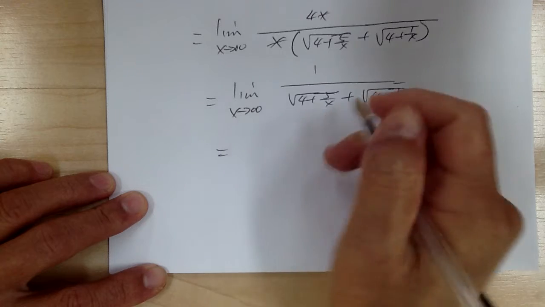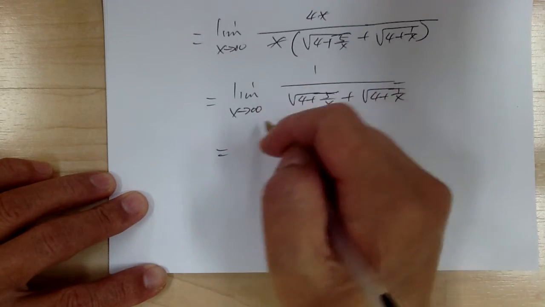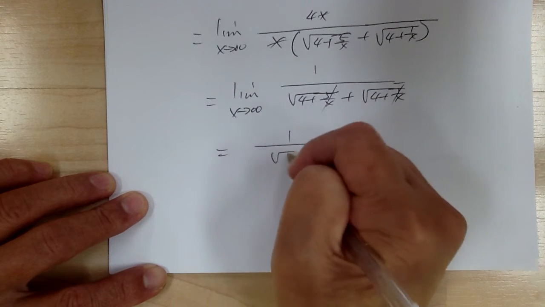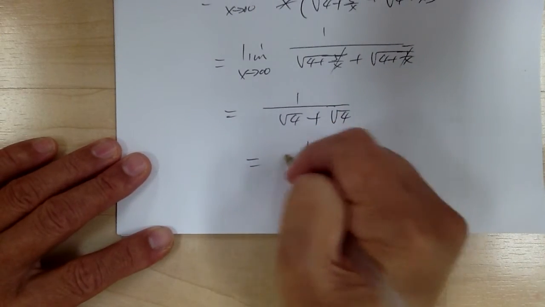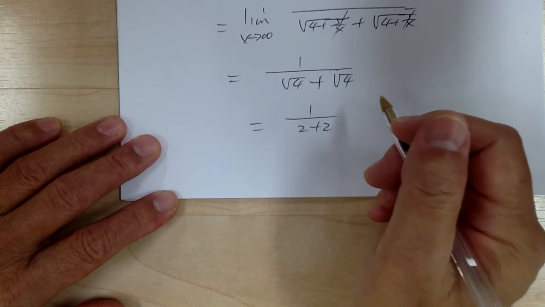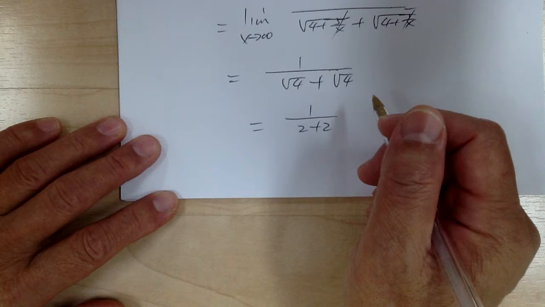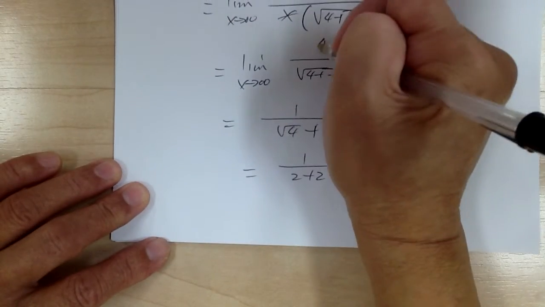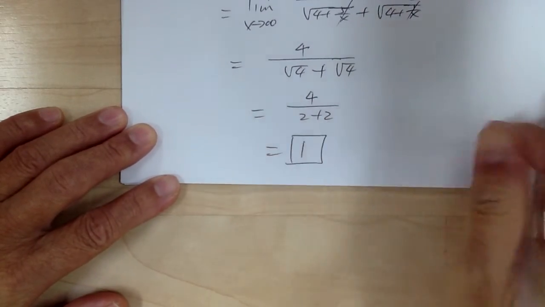So now when x is approaching infinity, this is going to give you 0, right? So again, x approaching infinity is going to become 0. So this is going to equal 1 over the square root of 4 plus the square root of 4. So this is equal to 1 over 2 plus 2. Oh, wait, this is a 4. There you go. So this will equal 1.